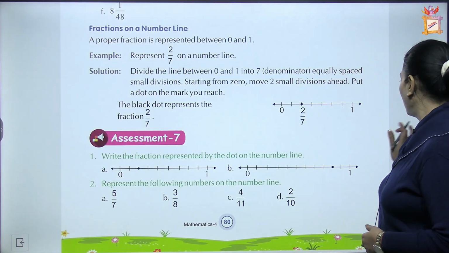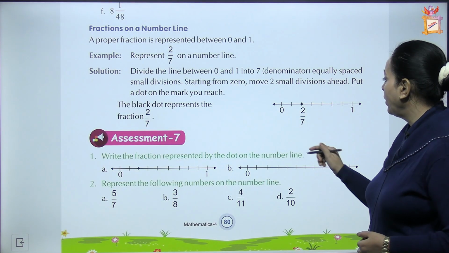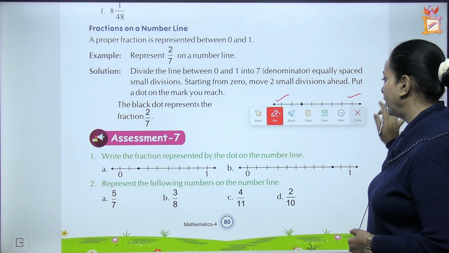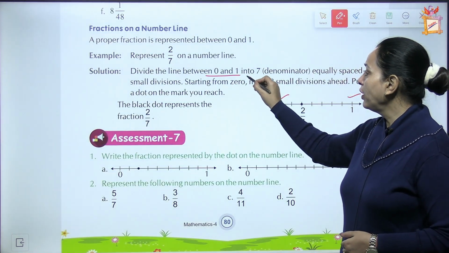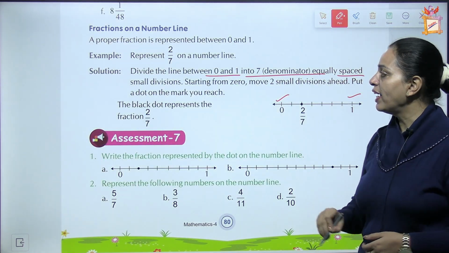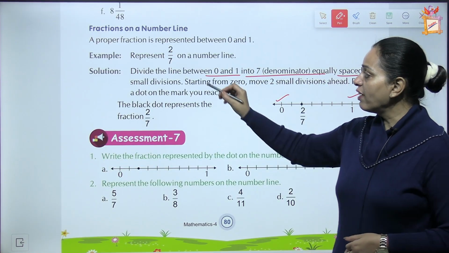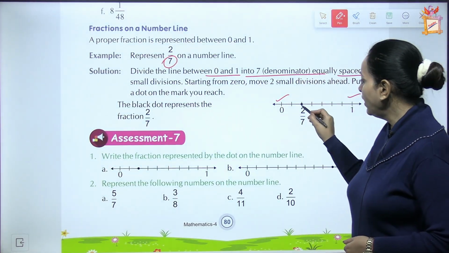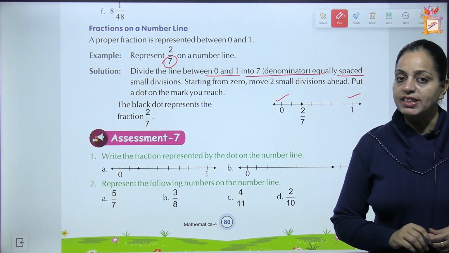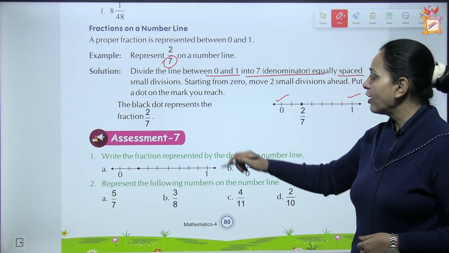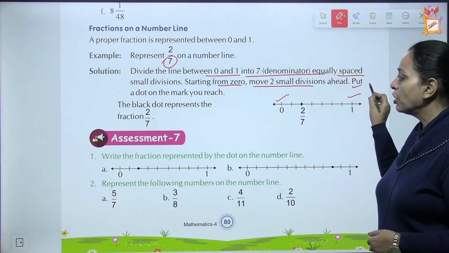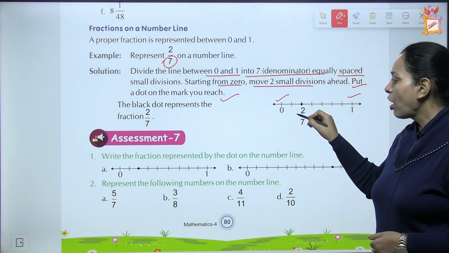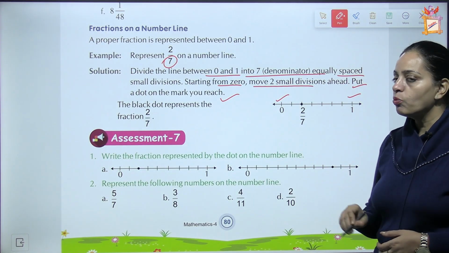So what to do? हम क्या करेंगे, हम लेंगे 0 and 1. So divide the line between 0 and 1 into 7 equally spaced small divisions. 7 denominator है तो हम 7 equal parts ले लेंगे between 0 and 1. Now starting from 0, move 2 small divisions ahead. So put a dot on the mark you reach. Count it, 1, 2. So this is 2 by 7.